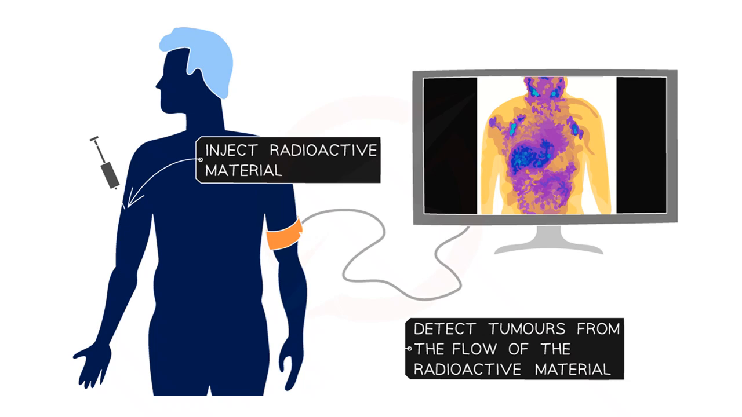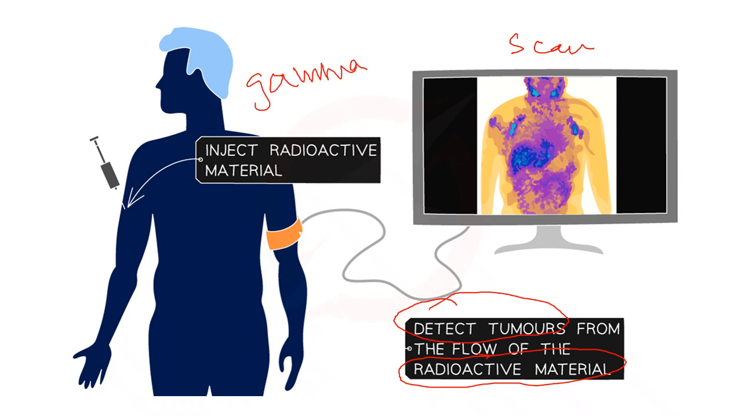Another use is medical imaging. You can detect tumors using the flow of radioactive material. Here there's a scan, and the computer does it for you. Let's just say it emits gamma radiation again. You have a detector, and it detects the amount of gamma radiation.